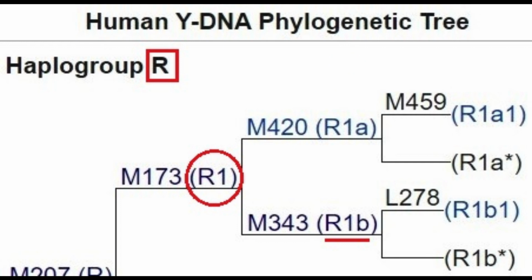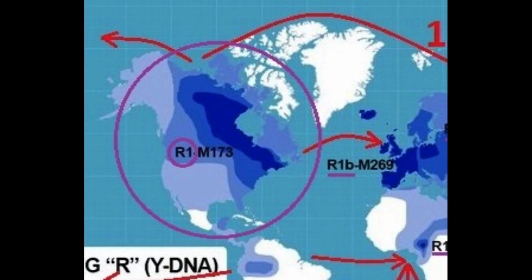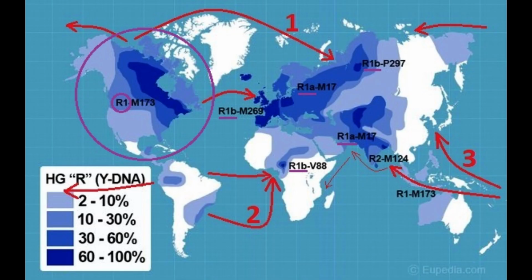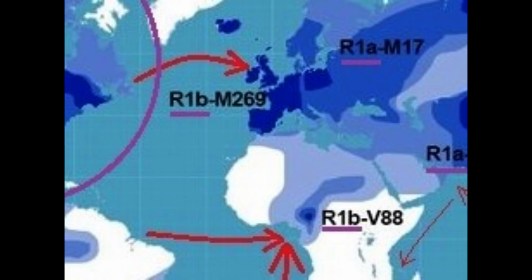Please see the small red circle circling R1. 2. The R map shows the location of the root R1 in North America. Please see R1 inside the large purple circle embracing the whole of North America. Please remember that R1b and R1bx is not the root anymore, but already a descendant from the root R1.